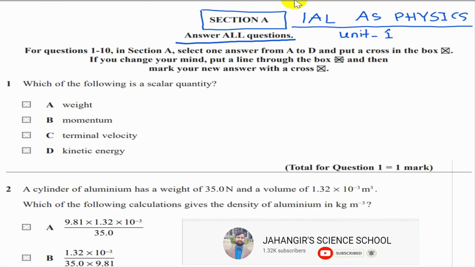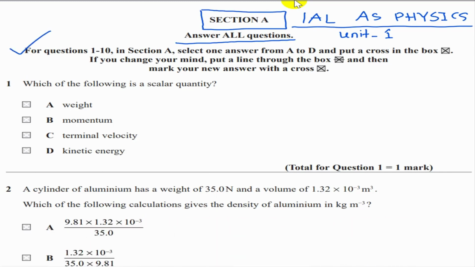Answer all questions. For question 1 to 10 in section A, select one answer from A to D and put a cross in the box. If you change your mind, put a line through the box and then mark your new answer with a cross. Question number 1. Which of the following is a scalar quantity?